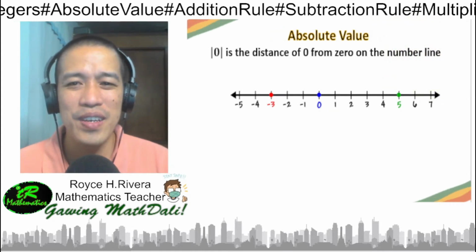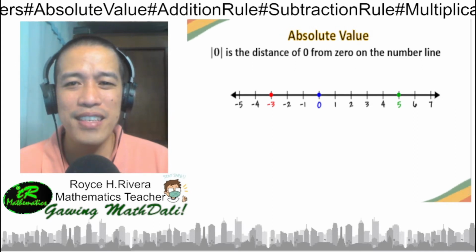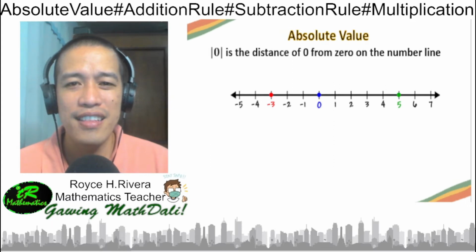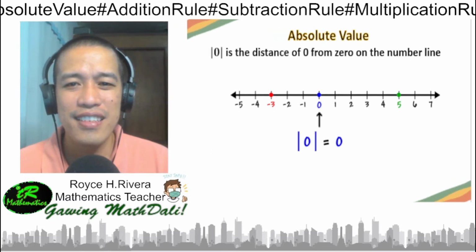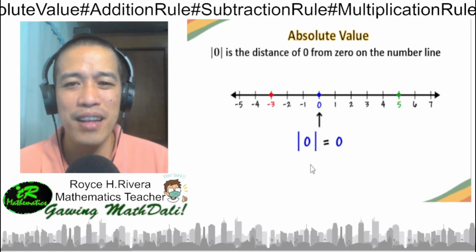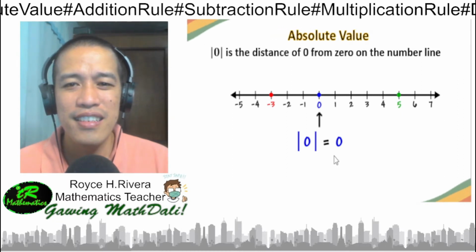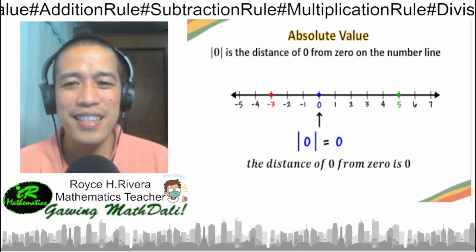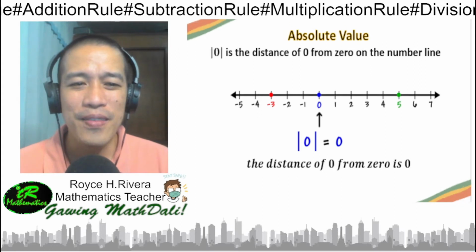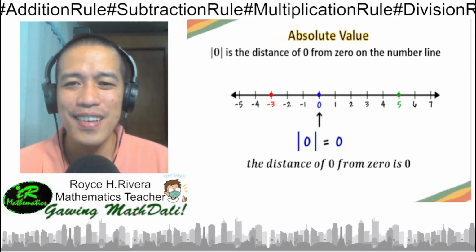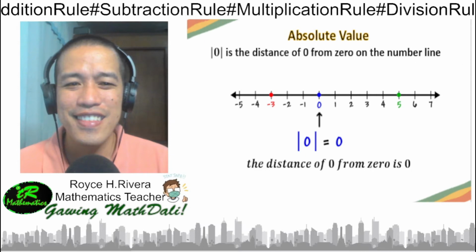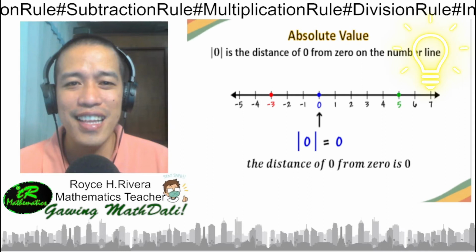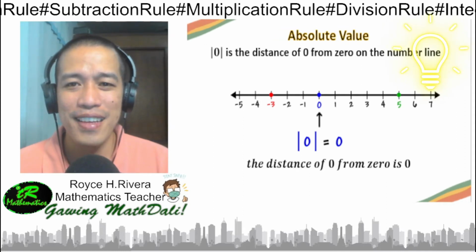Last illustration. The absolute value of 0 is the distance of 0 from 0 on the number line. So that is the absolute value of 0. It is equal to 0 because the distance of 0 from 0 is 0. Sana nakuha? The absolute value is the distance of a number from 0.